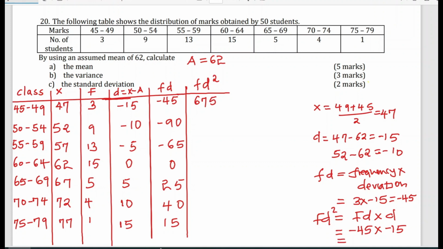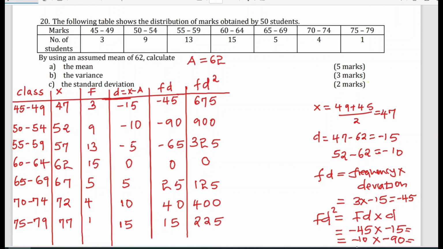675. The next one will be negative 10 times negative 90. So negative 10 times negative 90 will be positive 900. The next one will be negative 5 times negative 65. We are going to get 325. The next one is 0 times 0, which is 0. 25 times 25, 625. 40 times 10, we are going to get 400. 15 times 15, which is 225. So we are done with our table.